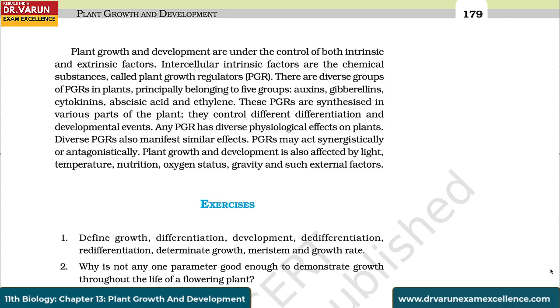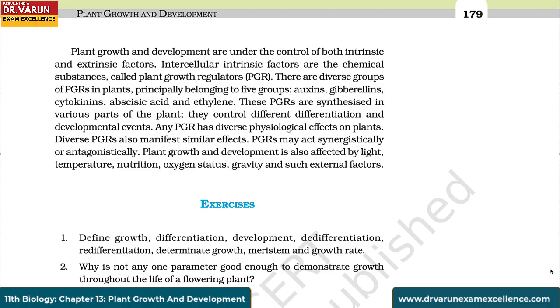Intercellular intrinsic factors are the chemical substances called plant growth regulators or PGR. There are diverse groups of PGRs in plants, principally belonging to 5 groups: auxins, gibberellins, cytokinins, abscisic acid, and ethylene. These PGRs are synthesized in various parts of the plant. They control different differentiation and developmental activities.